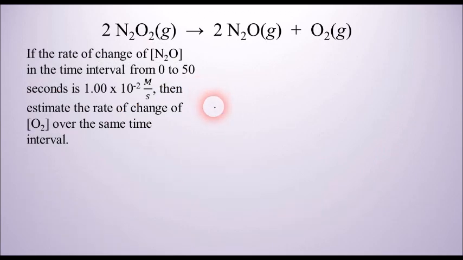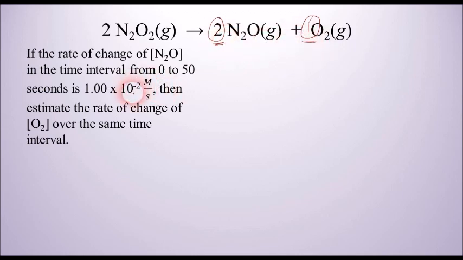Now, let's try this example. If the rate of change of N2O in the time interval from 0 to 50 seconds is 1 times 10 to the negative second molarity per second, estimate the rate of change of oxygen, O2, over that same time interval. What we want to do is focus on the coefficients. You may notice that the coefficient of N2O is 2, and for oxygen it's understood to be 1. So that means it's a 2-to-1 ratio. The rate of N2O is twice whatever the rate of O2 is.